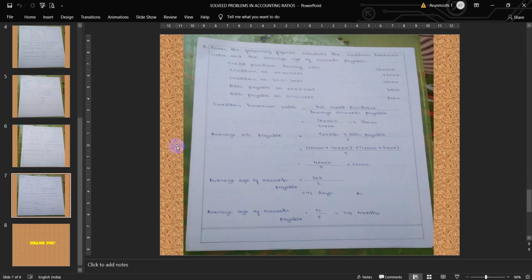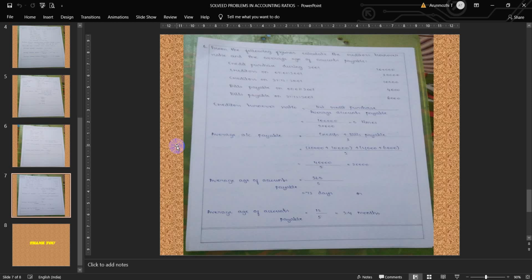Next calculation which we fall on to is creditors turnover ratio. From the following figures, calculate the creditors turnover ratio and the average age of accounts payable. Credit purchase during 2001, 1 lakh. Creditors opening is given as 20,000. Creditors closing is given as 10,000. Bills payable opening 4,000. Bills payable closing 6,000.